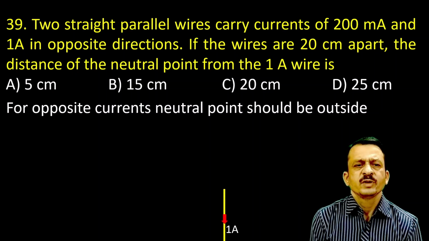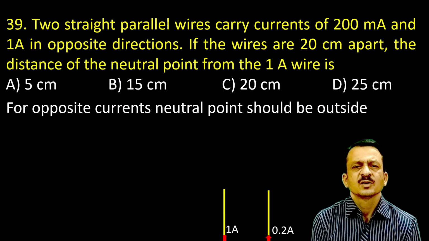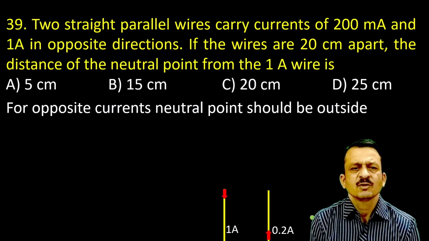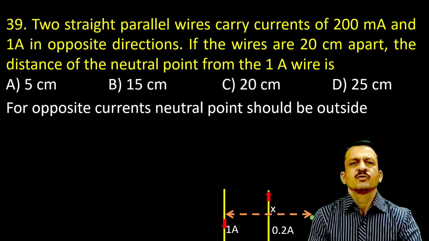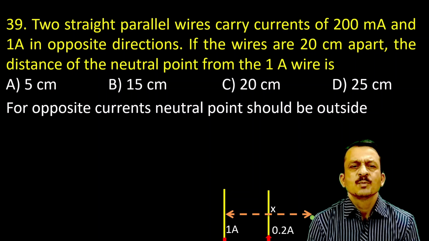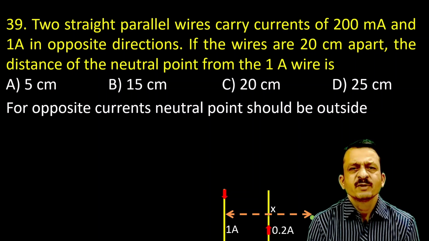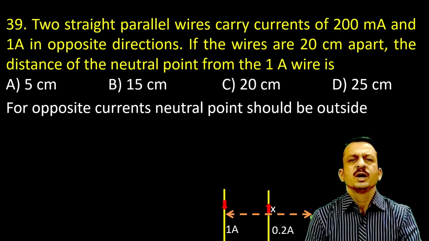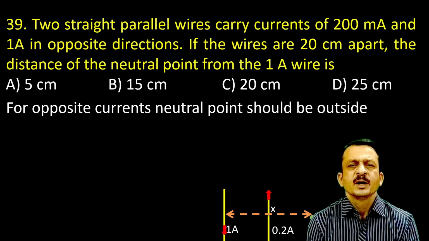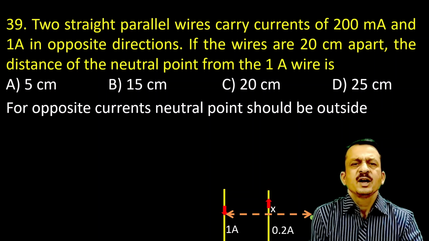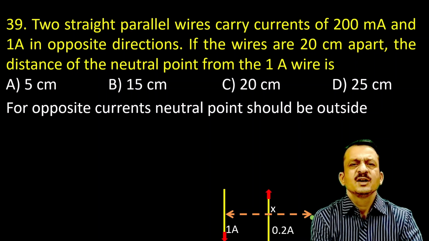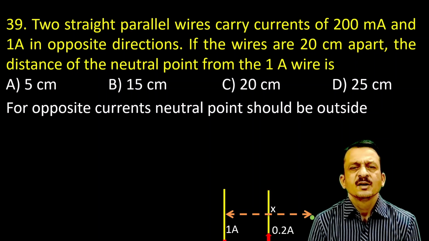Now we have a conductor here, it carries a current of 1 ampere, and another conductor carries a current of 200 milliamps, or it can be written as 0.2 amps. Now there is a point, it should be outside. The field due to 1 ampere current is very much greater than the field due to 0.2 amps, and hence it should be on the right side of the two conductors as shown by that animated diagram there. Now I am choosing x as the distance of the point from the conductor carrying a current of 1 amp.